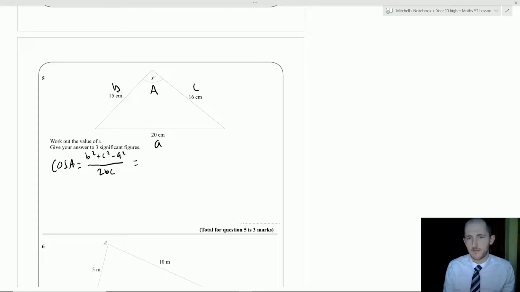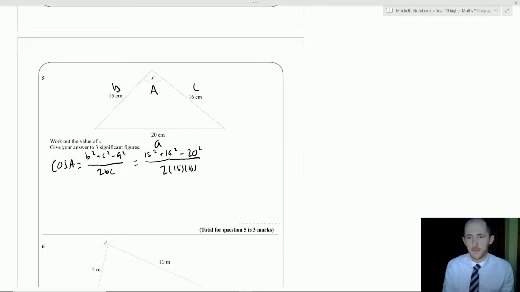So again, let's sub our values in. So we have 15 squared. And this, it does matter which one goes first, right? Because we want to make sure we're subtracting A. We have to subtract A. Otherwise, we're going to get something hideously wrong. Then 2, 15, and 16.